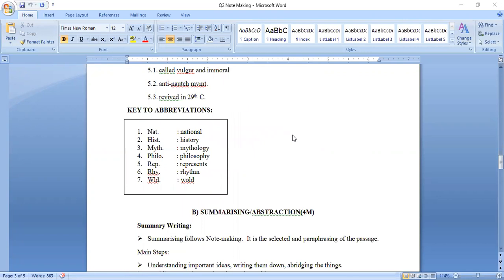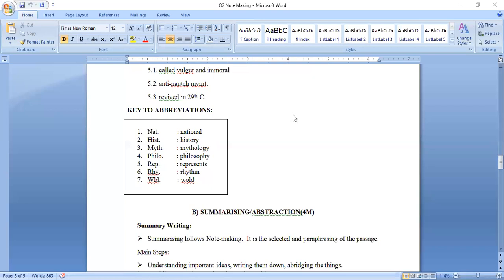So after completing your note making, you are at the end. Whatever abbreviations you have used, you can write as a key to abbreviations. You have to prepare a tabular column divided into two. Then you can write the short forms and keywords, abbreviations and keywords, and their meaning. I think you are understanding, right, sir?